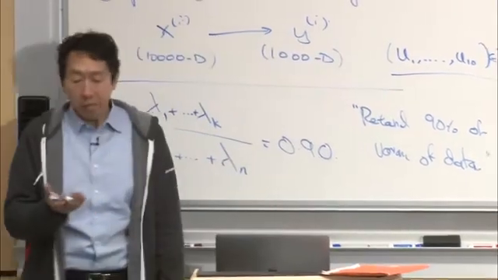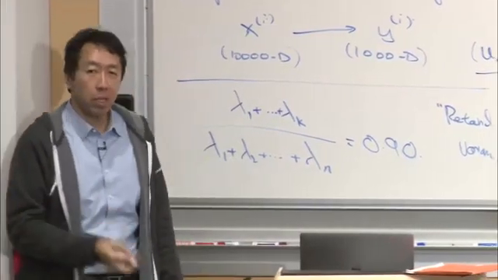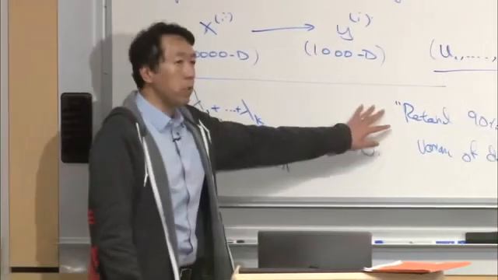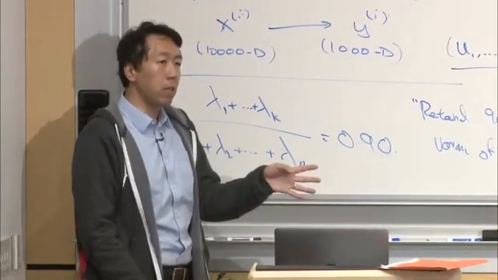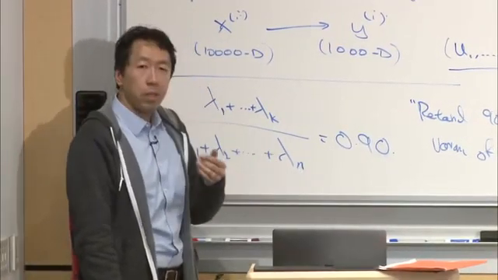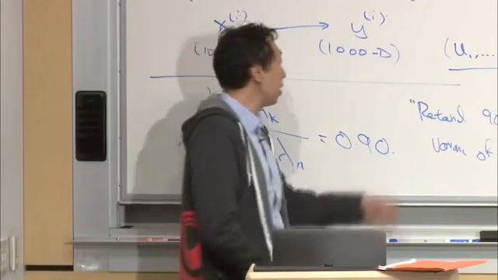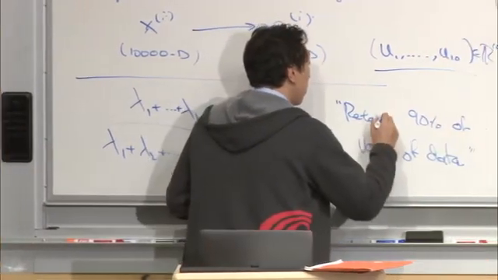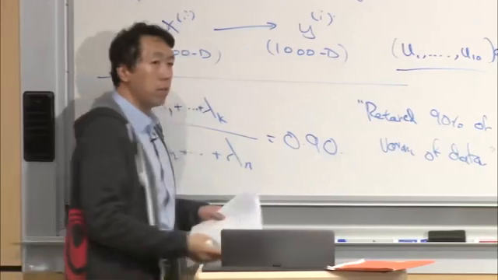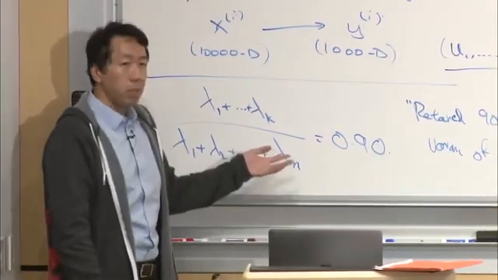So if you ever see someone write a paper that uses PCA, and they say, we use PCA to reduce the dimension from 10,000 to 1,000 dimensions, and this 1,000 dimensional subspace retains 90% of the variance of the data, then that's what this means.